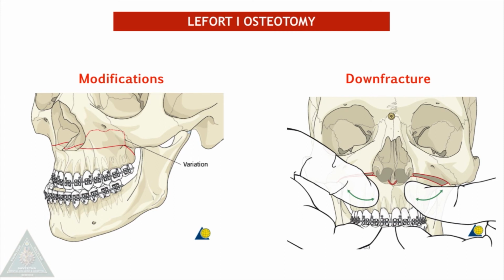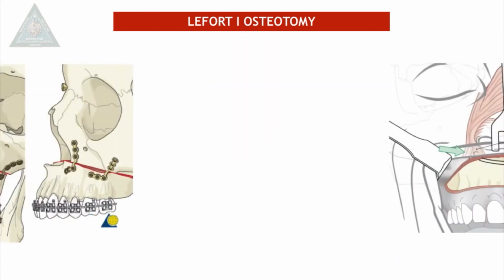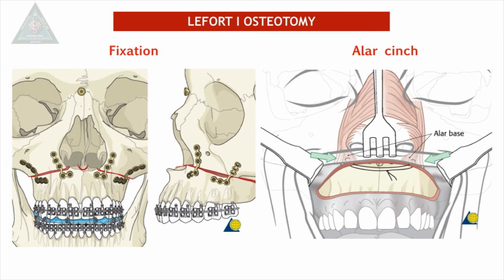Once the osteotomy is done, the maxilla is down fractured by using finger pressure. The pterygoid plates are fractured by using a pterygoid chisel. Once the osteotomy is performed, the segment can be brought forward, inferiorly, it can be rotated and it can also be taken superiorly. Once the required position is achieved, the segment is fixed by using mini plates.